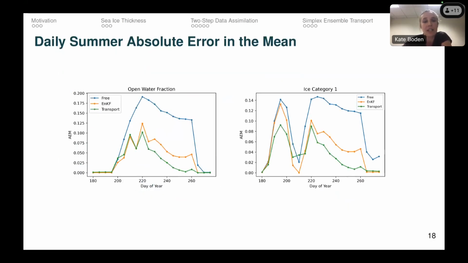So here is a time series of open water fraction for the summer, because this is really when things are going to be interesting for our ice pack. If you do no assimilation, which I'm calling free, you can see the EnKF still performs well, but our transport or SCENT algorithm does better than the EnKF. We can also look at that not just in open water fraction, because that's your observation space update or your step 1, but for step 2, when we're actually updating all of the thickness categories, such as ice category 1, we see again SCENT outperforms the EnKF.